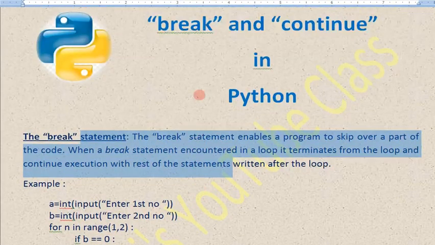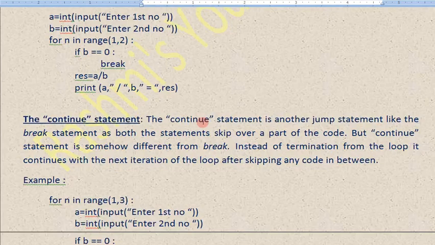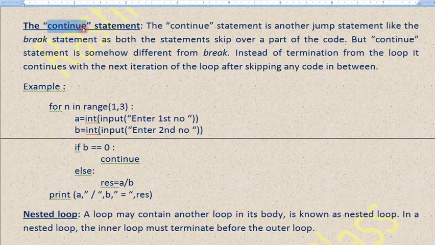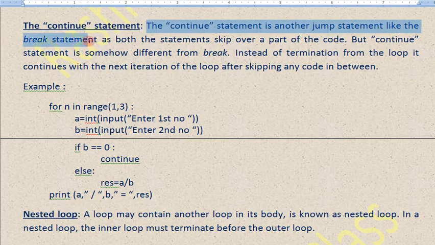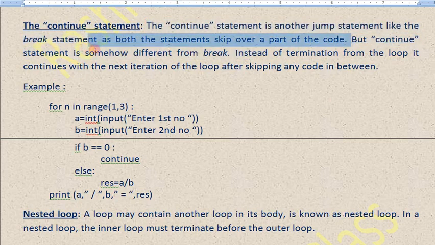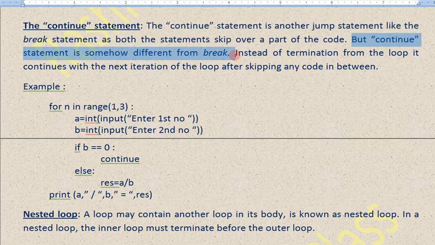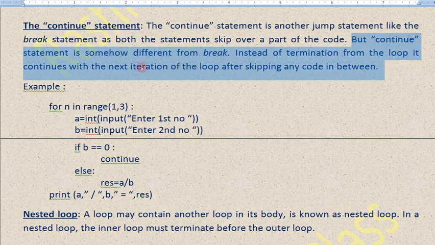Now let's continue with the continue statement. So continue is another keyword or statement, you can say. The definition says the continue statement is another jump statement like the break statement, as both statements skip over a part of the code. Continue also helps us skip, break also helps us skip, but what is the difference? The continue statement is somewhat different from break. How? Instead of terminating the loop, it continues with the next iteration of the loop after skipping any code in between.